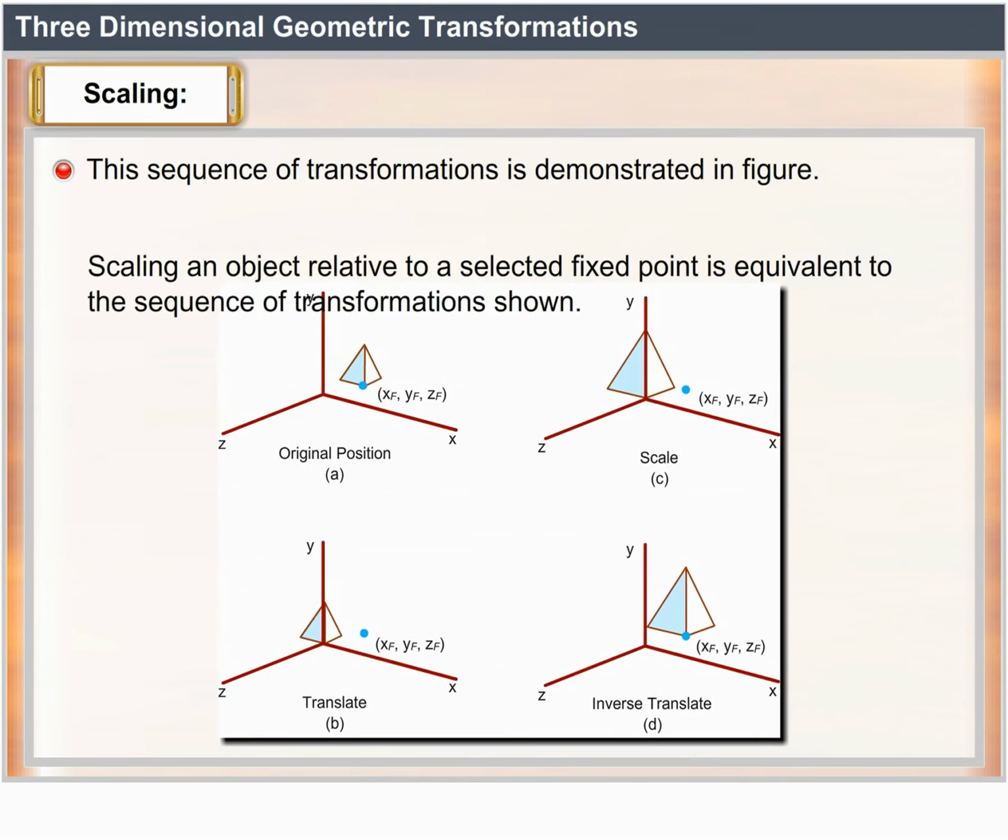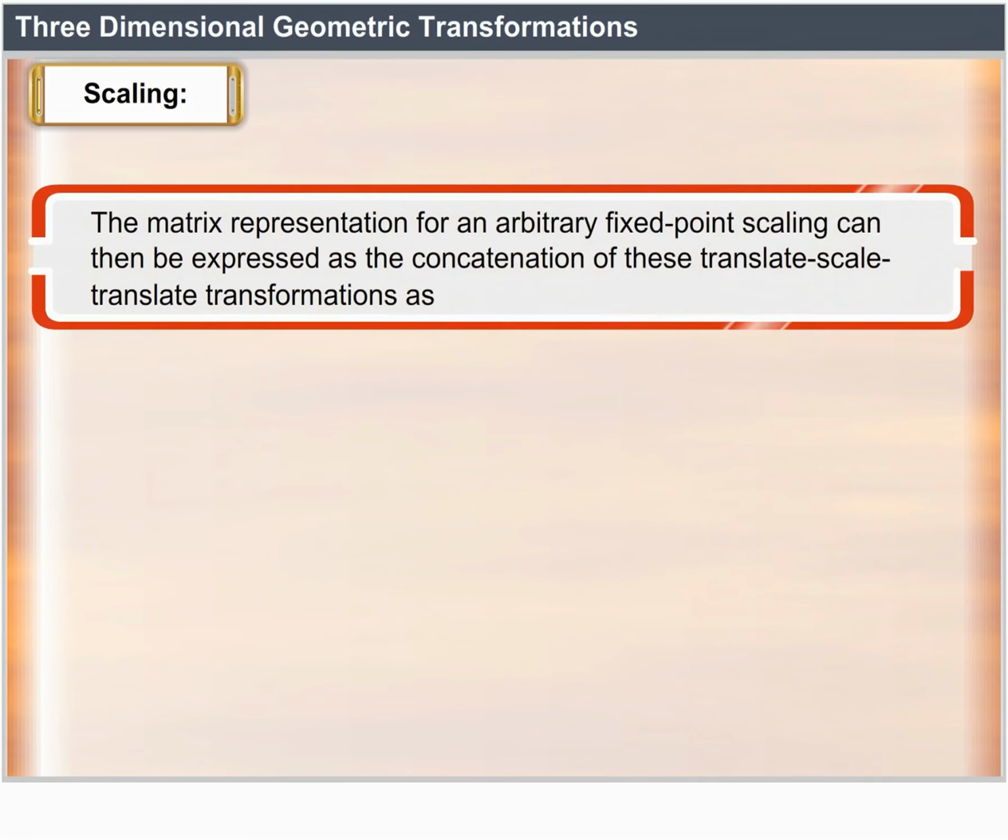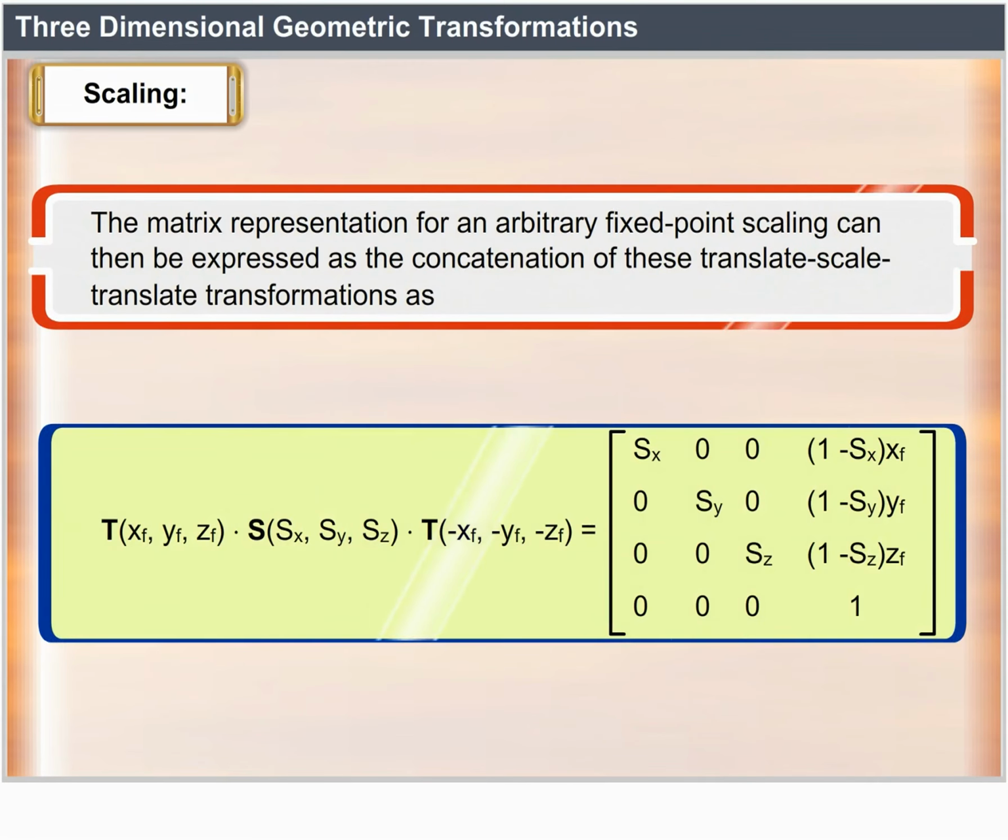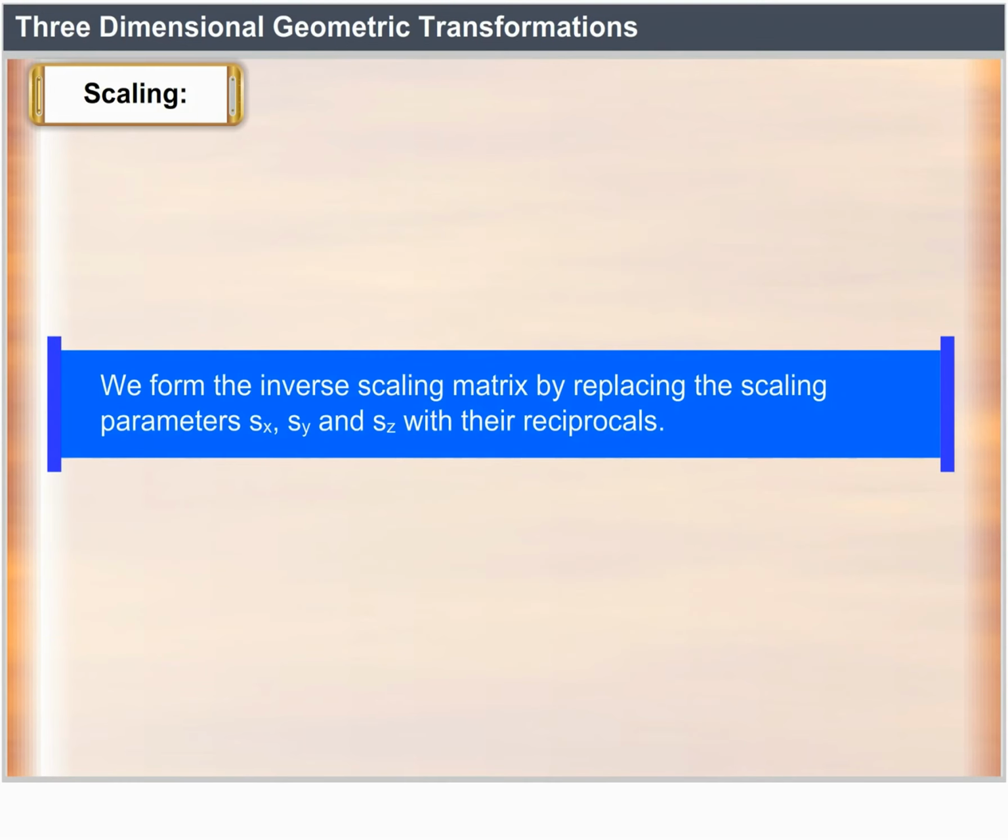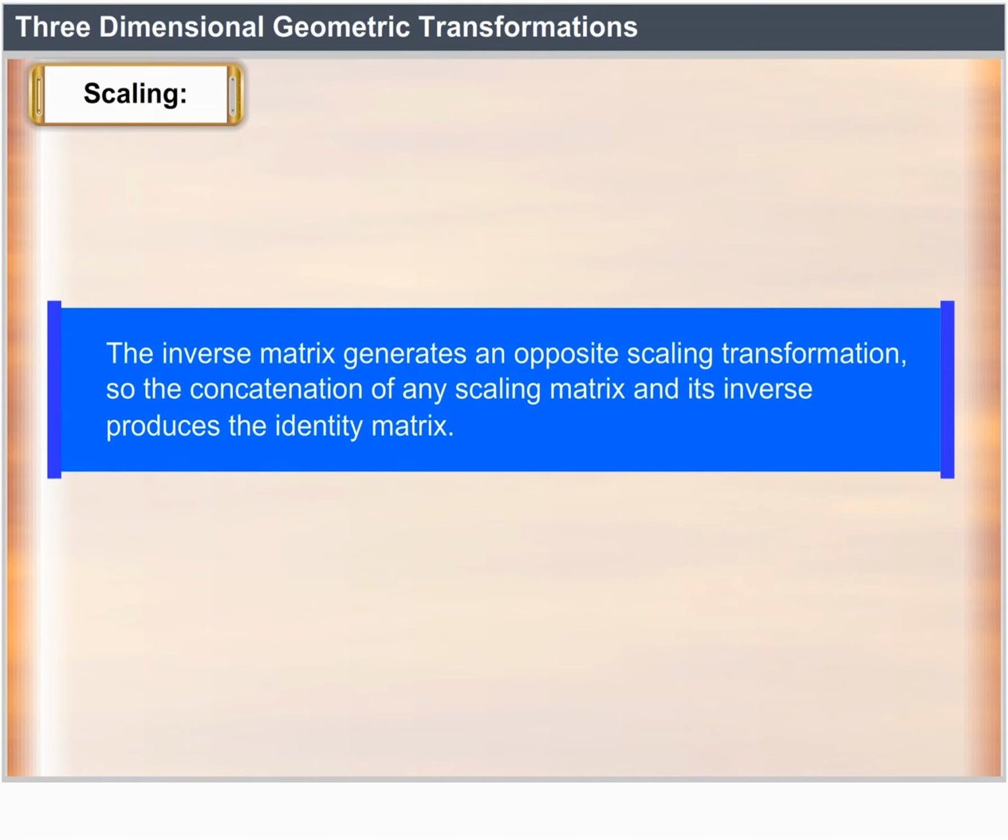The matrix representation for an arbitrary fixed point scaling can then be expressed as a concatenation of these translate-scale-translate transformations. We form the inverse scaling matrix by replacing the scaling parameters Sx, Sy, and Sz with their reciprocals. The inverse matrix generates an opposite scaling transformation, so the concatenation of any scaling matrix and its inverse produces the identity matrix.